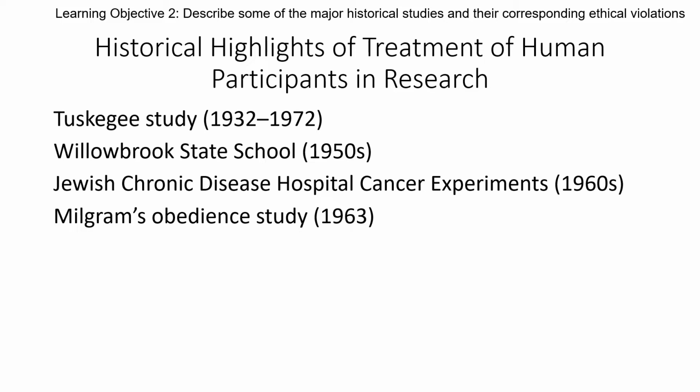The 4 we're going to look at here are the Tuskegee experiments, the Tuskegee study, which you see lasted all the way until the 1970s, Willowbrook State School, the Jewish Chronic Disease Hospital cancer experiments, and finally we'll finish with Milgram, and talk a bit about Milgram there, as I just hinted at in the previous slide.